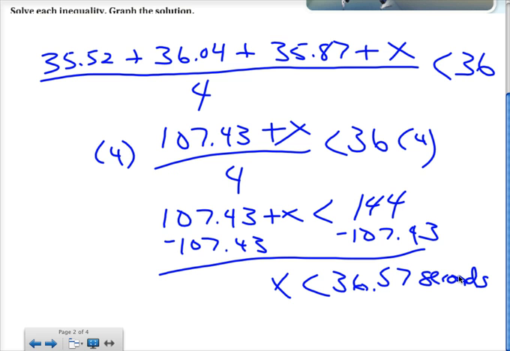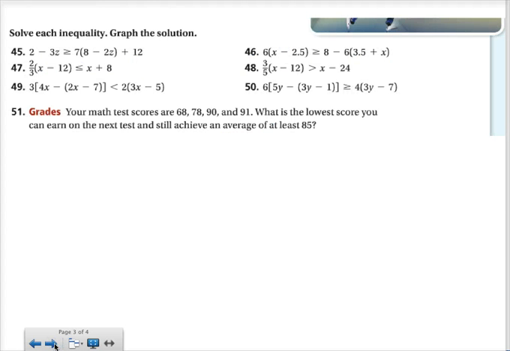So 36.57, less than 36.57 seconds. Next one on the list here for most frequently asked for would be number 47. And I think that's just because people aren't as comfortable with fractions as they maybe should be. So with 47, I would say most of you like to distribute. So 2/3 x minus 8, 2/3 of 12.